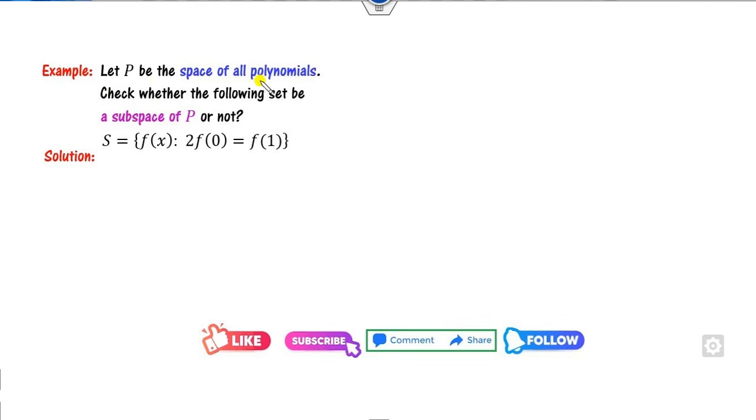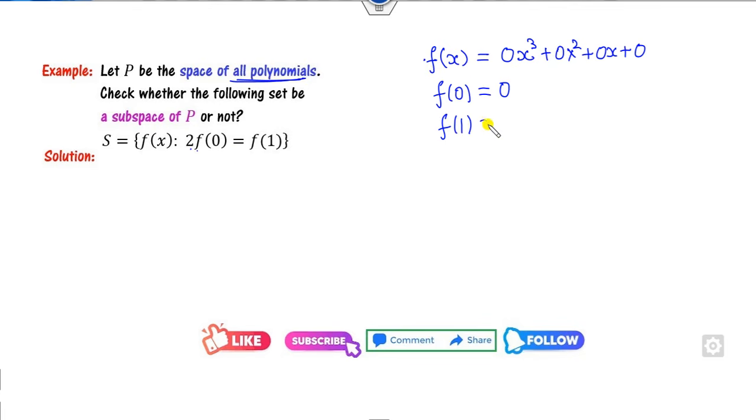Okay, P is a subspace of all the polynomials. Again, the degree is not given. So firstly, the 0 polynomial. This is the 0 polynomial. I can write it as 0x cube, 0x square, and 0x plus 0. So clearly, what is f(0)? f(0) is 0. What is f(1)? 0. So clearly 0 is equal to 0. Therefore 0 satisfies S. Fine.